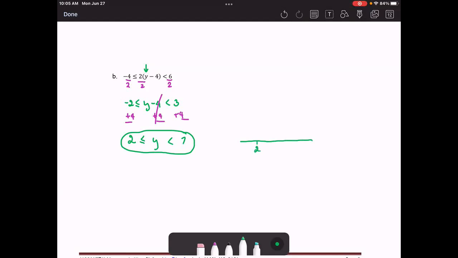Locate the number 2, locate the number 7, including 2, not including 7. So the interval notation would be a square bracket at 2 and an open parenthesis at 7.